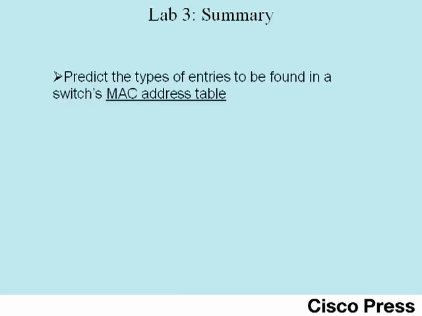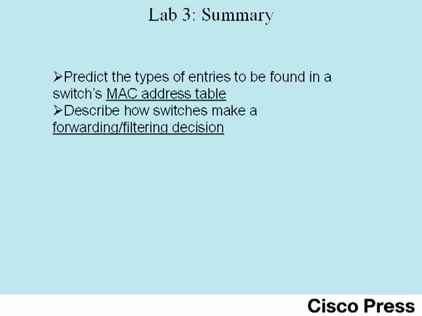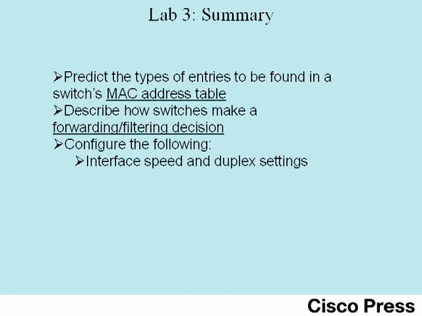This concludes ICND1 lab number 3. This video has shown how to predict the types of entries that will be found in a switch's MAC address table. It describes how switches make forwarding and filtering decisions, and it shows several things from the command line interface, in particular how to set the interface speed and duplex settings, as well as how to configure a switch's IP address and default gateway.